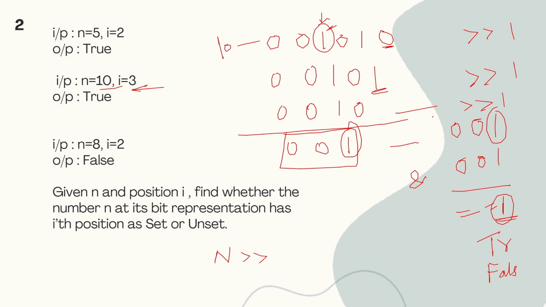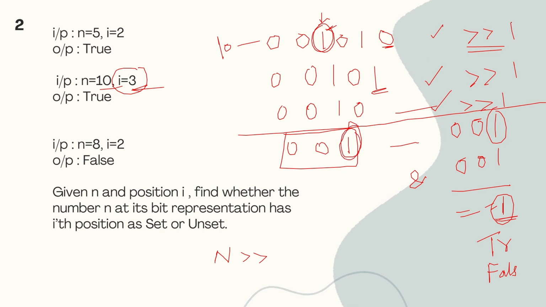So clearly you can check here, we have done right shift 3 times. That means to bring that third position to the 0th position, we are right shifting it 3 times. So to bring the ith position to the 0th position, we are doing right shift i times. So clearly the number n, that is the number 10, you need to right shift it i times. After doing right shift i times, I am getting my answer like this.